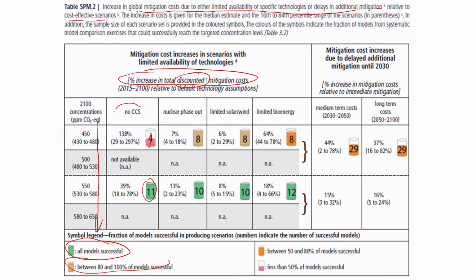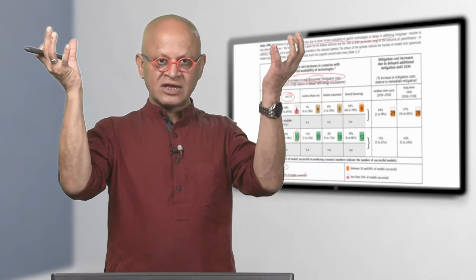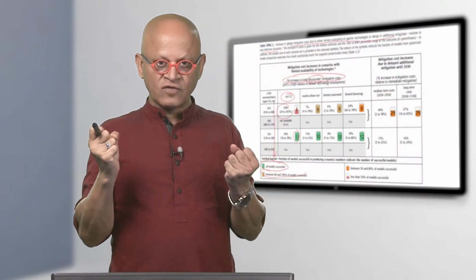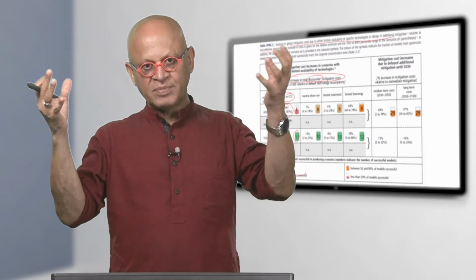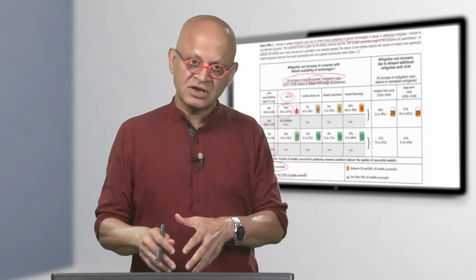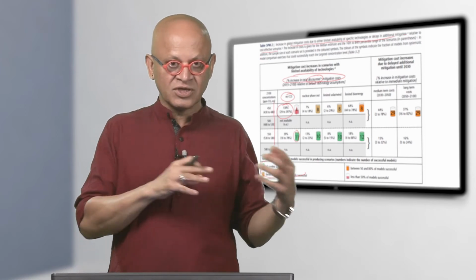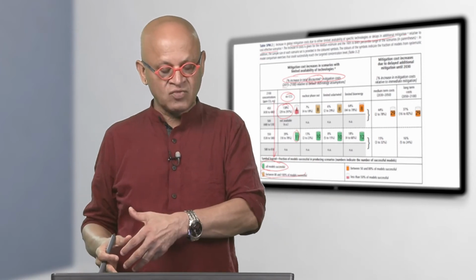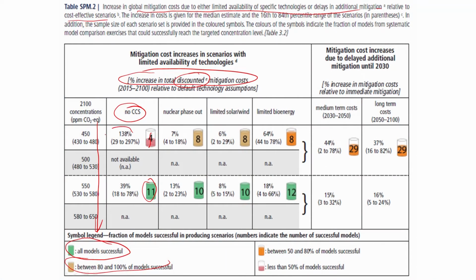So, if there is no carbon capture and sequestration, if there is a technology that can take carbon dioxide somehow out of the air or out of the car emission or the power plant emission and sequester it, which means hide it away from the ocean and the atmosphere and the land somehow, then the cost is going to be 138% if you delay the mitigation. So, this is 2015 to 2100 relative to the default technology assumptions.